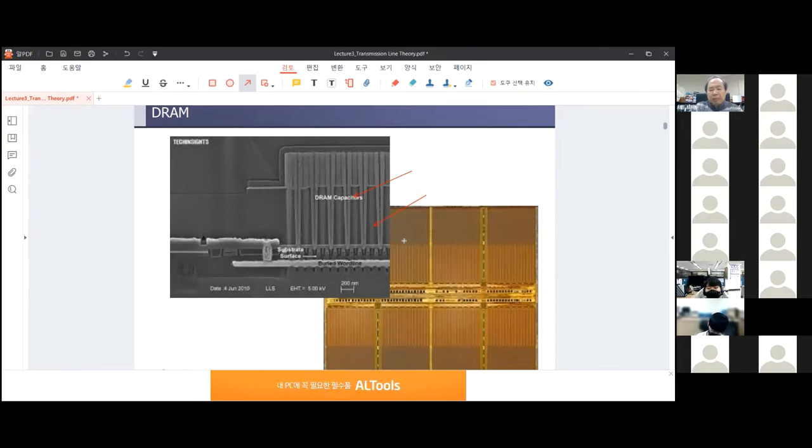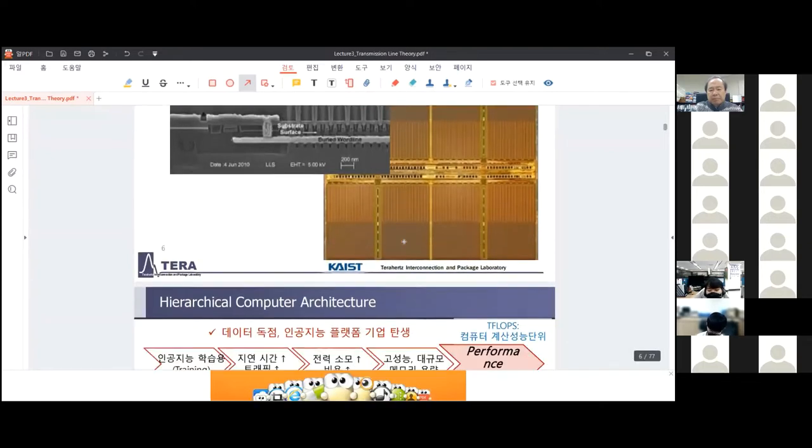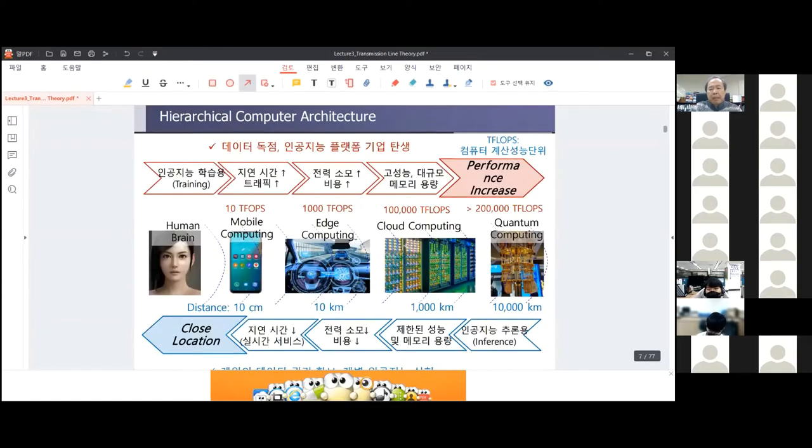By the help of the technology evolutions, now we are able to make very fast, very small size and highly integrated DRAM. I think now the digital revolution is heavily depending on this DRAM development. In order to achieve the digital transformation era, now we are using a hierarchical computational architecture.